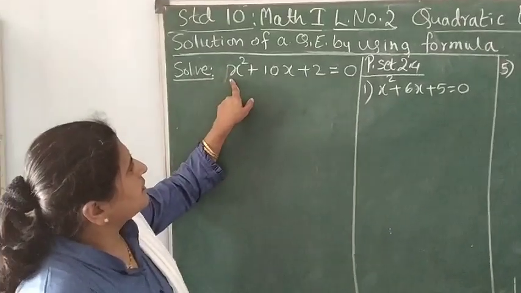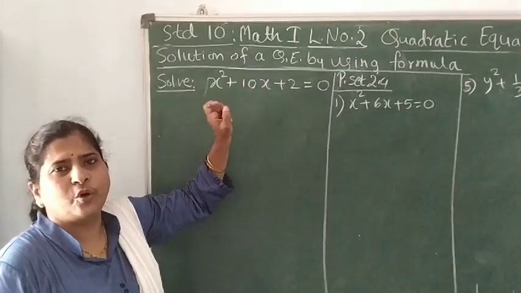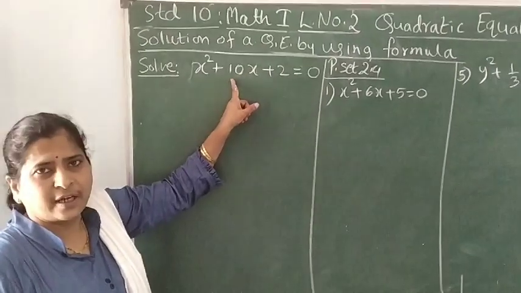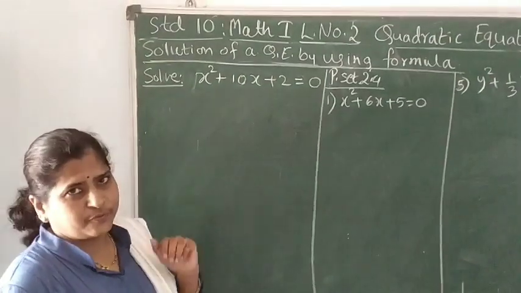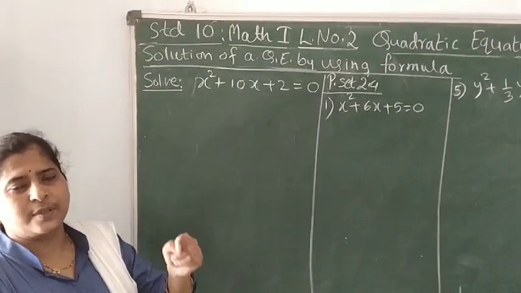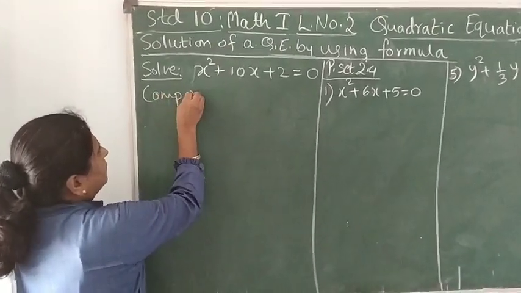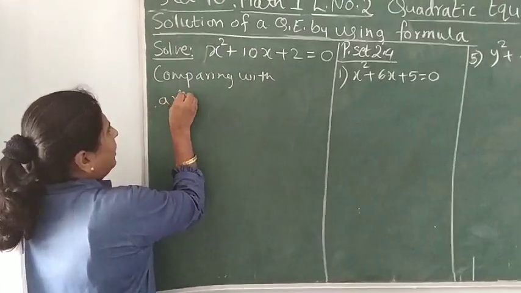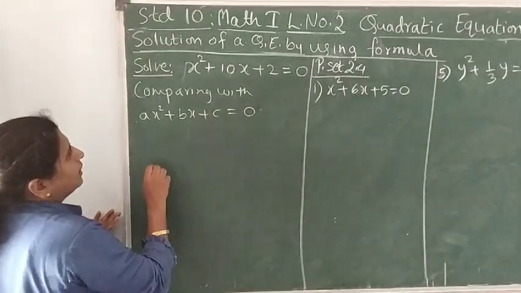Now I have taken the same example of x square plus 10x plus 2 is equal to 0, which we have taken in the previous video of completing square. We have seen that we cannot factorize this 2 to get its addition of factors as 10. Now by solving using formula, what steps do we have to do? We have to compare the given equation with ax square plus bx plus c is equal to 0, this standard form. So we will write, comparing with ax square plus bx plus c is equal to 0. This is the standard form.